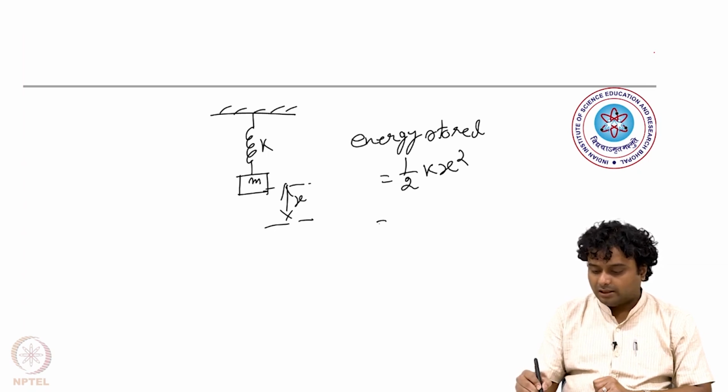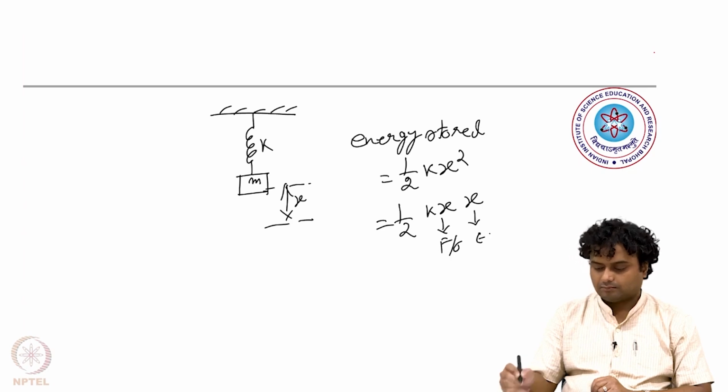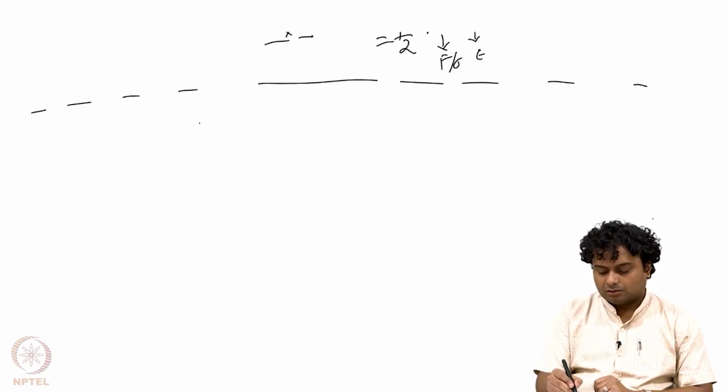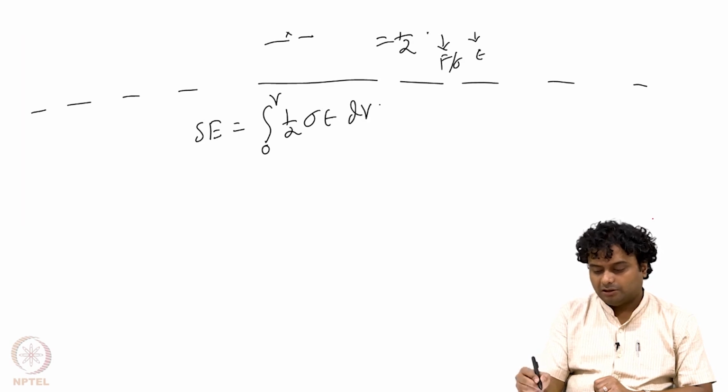Now you can see that you can write it as half into kx into x, where kx is the force and this is the deflection. So this is like the sigma and this is the epsilon. So total strain energy SE is equal to the integral over volume of half into sigma epsilon dV.